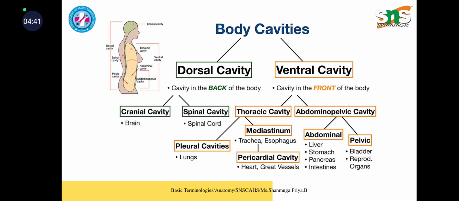In the thoracic cavity we have the pleural cavity which houses the lungs, the mediastinum which houses trachea and esophagus, and the pericardial cavity which houses the heart and great vessels. In the abdominopelvic cavity we have the abdominal and pelvic cavity. Abdominal houses liver, stomach, pancreas, and intestine. Pelvic cavity houses bladder and reproductive organs.